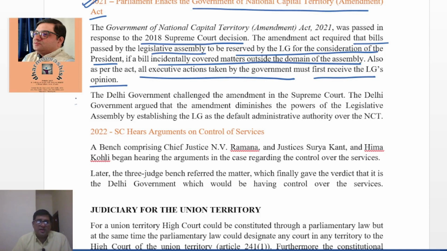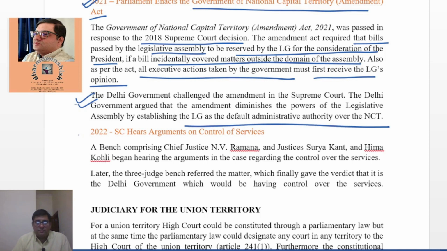The Delhi government challenged this Amendment Act in the Supreme Court, and the Delhi government's contention was that the amendment diminishes the powers of the Legislative Assembly by establishing the LG as the default administrative authority over the National Capital Territory.